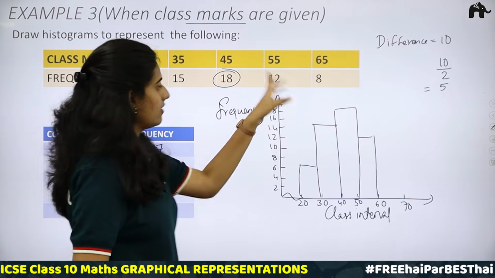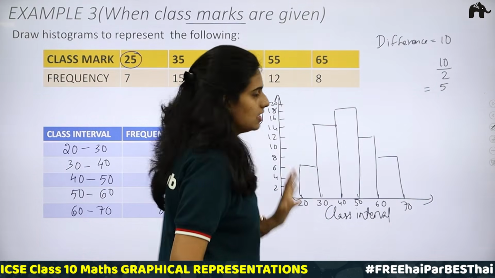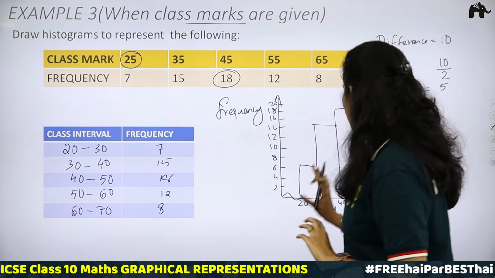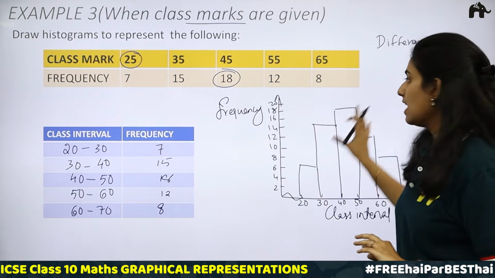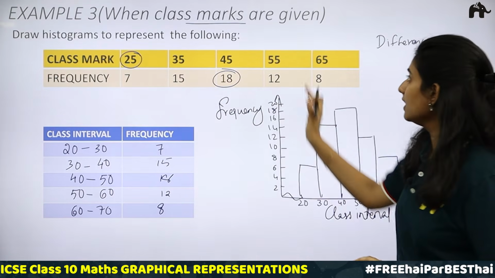60 to 70, we have 8. Here we have 8. Okay. So, these are the required values plotted and here our histogram is ready. Clear? This is when class marks are given.